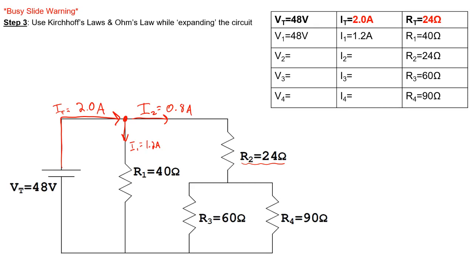Okay, and again, that is just current into a junction point is going to be equal to the current out of it. Okay, so our I2 is 0.8 amps. Okay, then in that second row, we can find our V2 using Ohm's law.